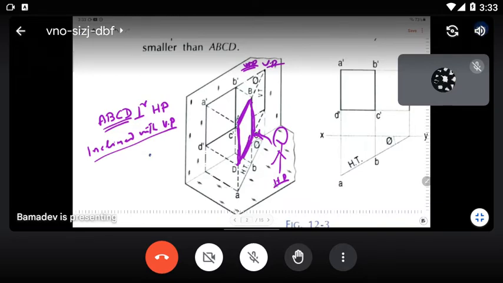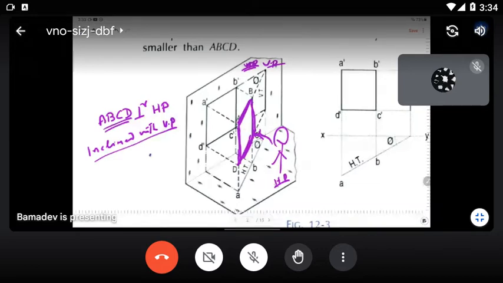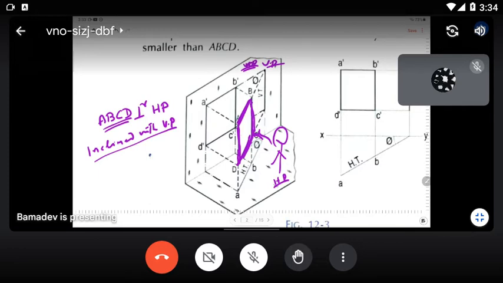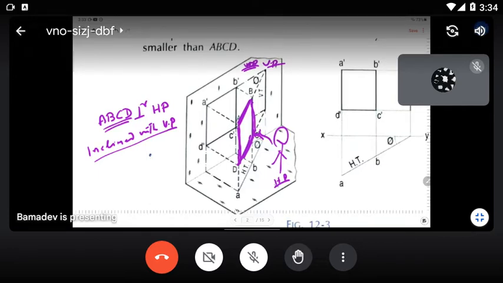The process of drawing the trace is, you will imagine that the plane is extended towards the vertical plane to draw the vertical trace, and at the same time the plane is assumed to be extended towards the horizontal plane to draw the horizontal trace.